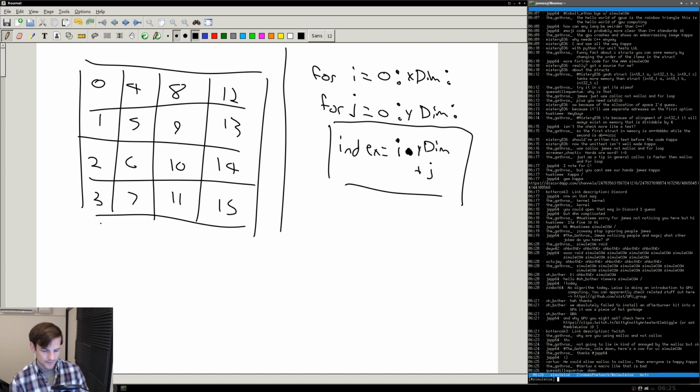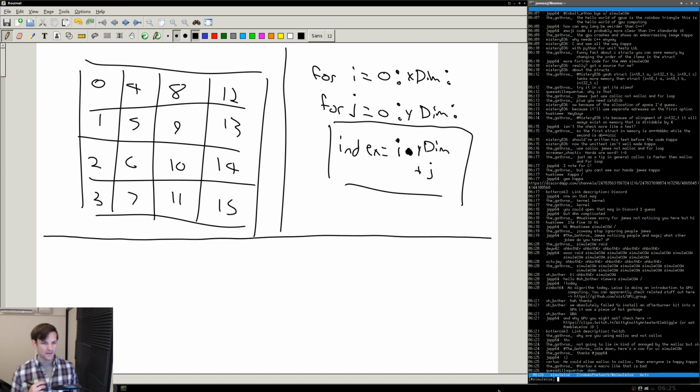So we have the index here is going to be I times Y dimension plus J, right? This is a standard indexing. So what we're going to do is pop down here and say the following. Here's the standard indexing that we have.